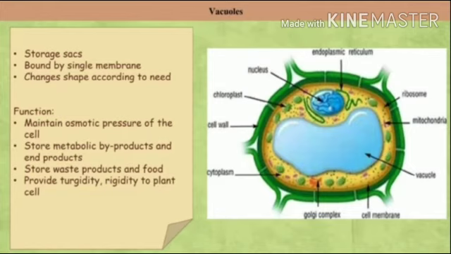Now the functions of vacuoles are: first, to maintain the osmotic pressure of the cell; second, to store metabolic byproducts and end products such as glycogen, protein, water, etc. Third, in animal cells, they store waste products and food, while in the amoeba, it stores food before digestion. Now the next point is, in plant cells, vacuoles are full of cell sap and provide turgidity and rigidity to them.